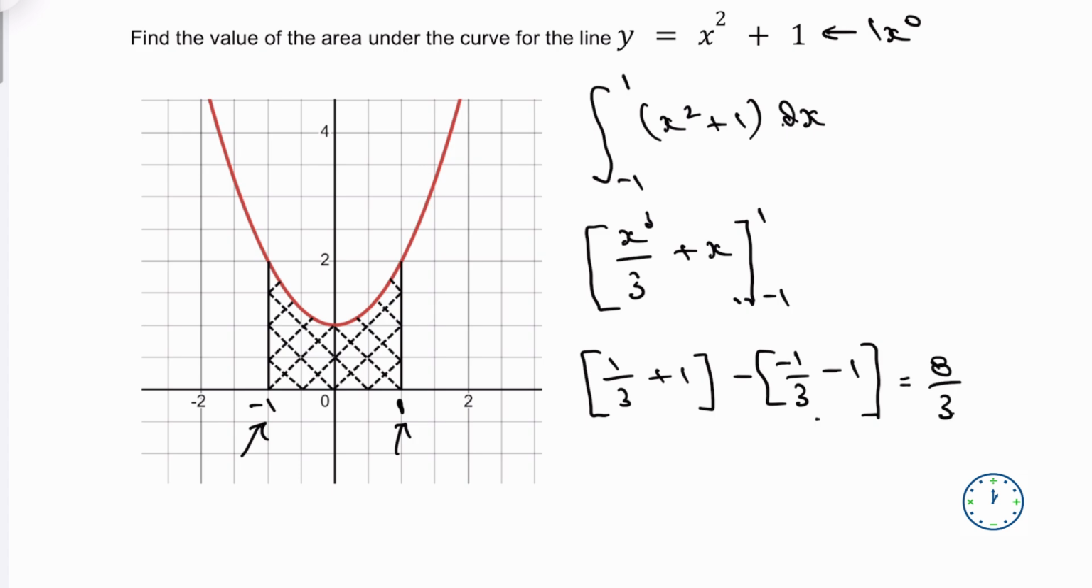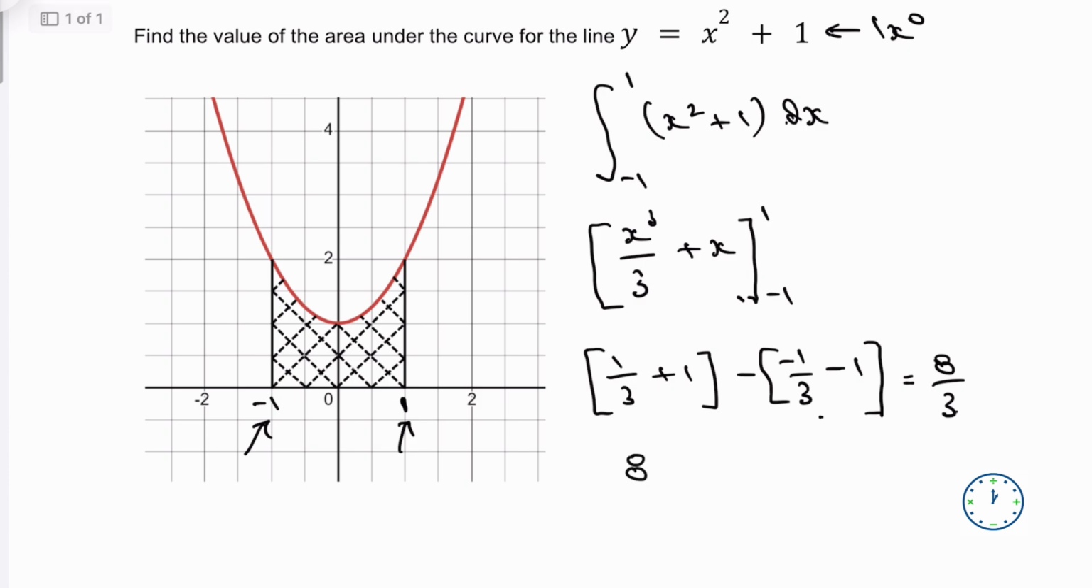So therefore the answer to this particular question will be 8 over 3. And just for the purposes of completeness, I'm going to write that as units squared. And that would give me the answer to this particular question.